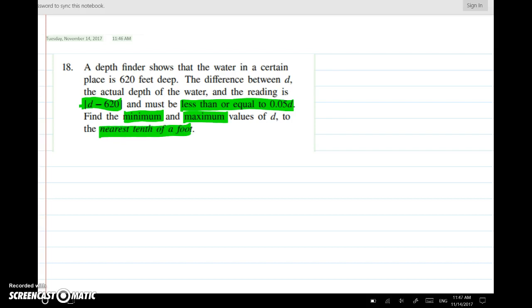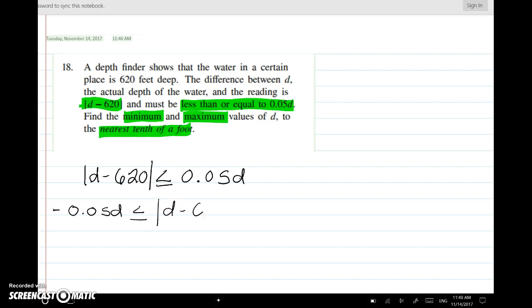So let's start by setting up our inequality. We have the absolute value of D minus 620 has to be less than or equal to 0.05 D. When we have a less than sign, we do that two-sided inequality. So it's going to be negative 0.05 D less than or equal to the absolute value of D minus 620, less than or equal to positive 0.05 D.